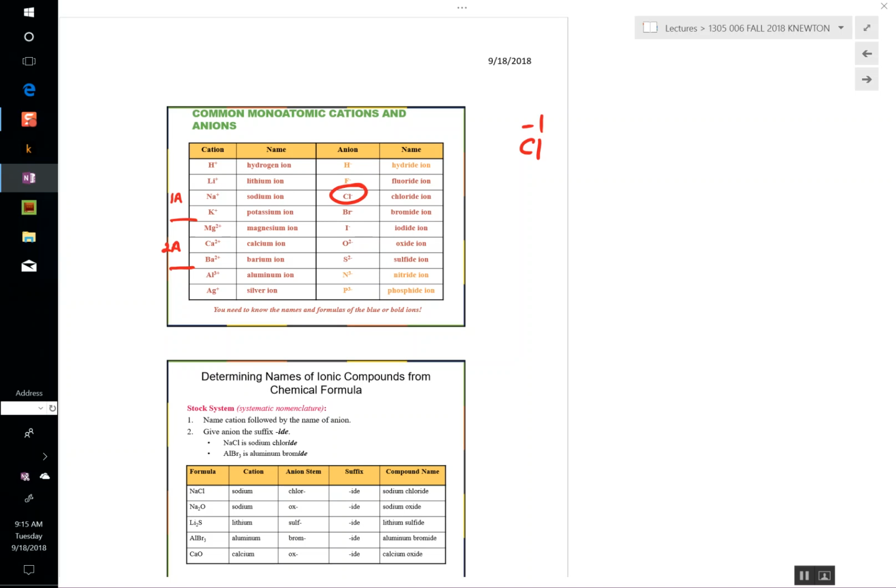You can practice this all you want to learn how to name, and I haven't taught you enough to name everything that will get thrown at you. But by Thursday, we'll get there. All right? So start working on that chart.